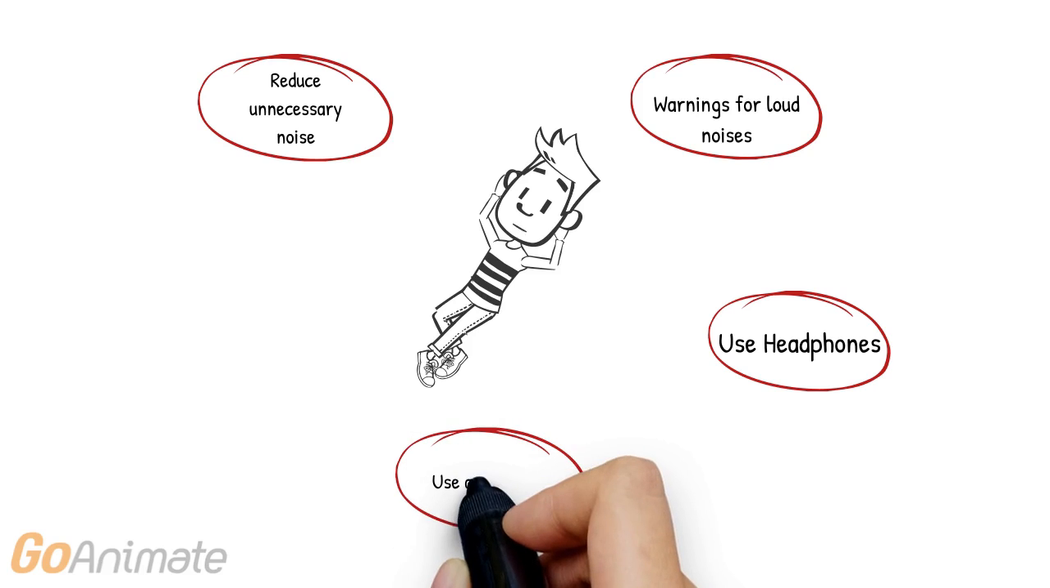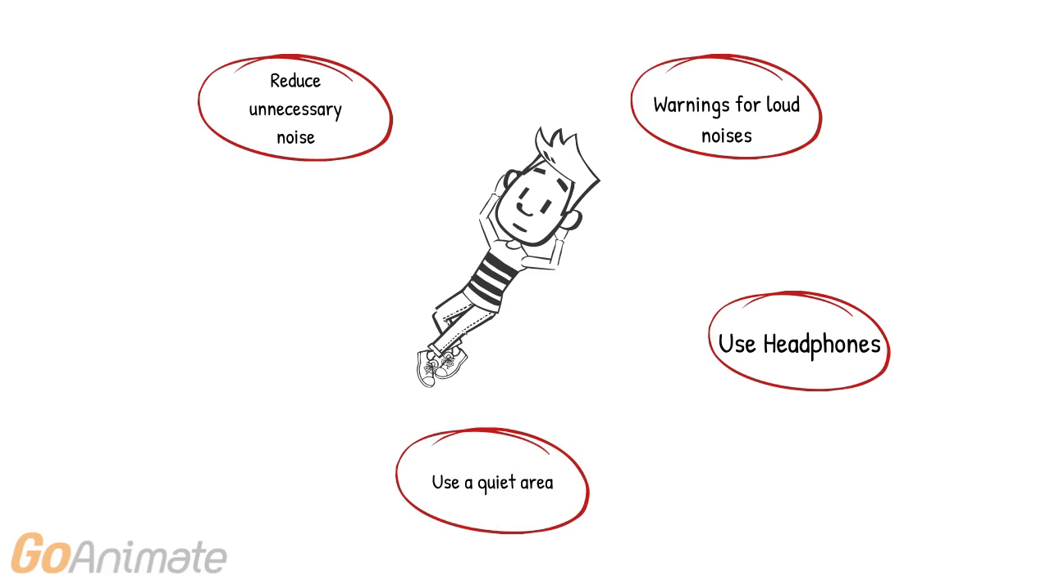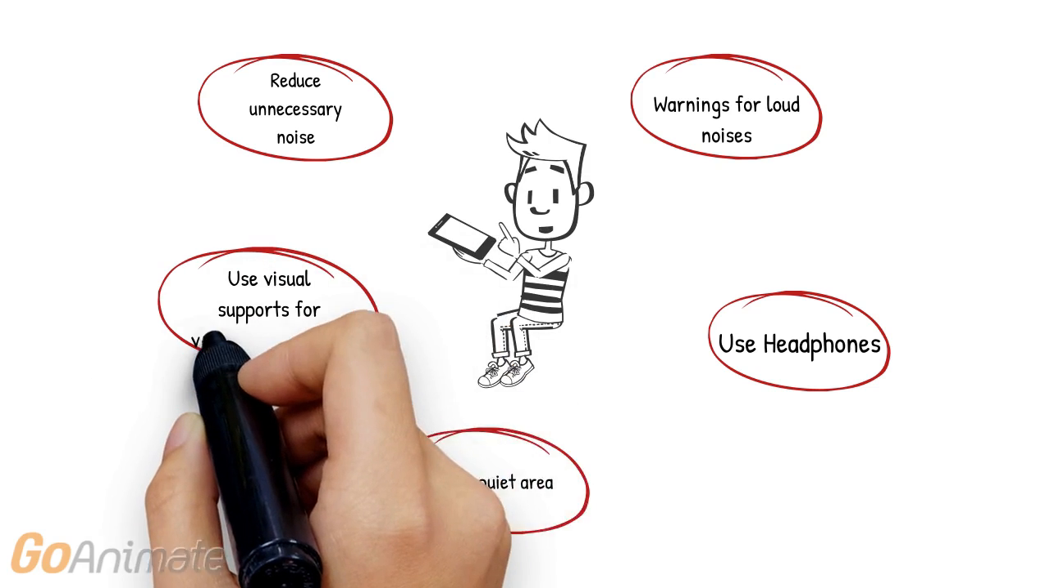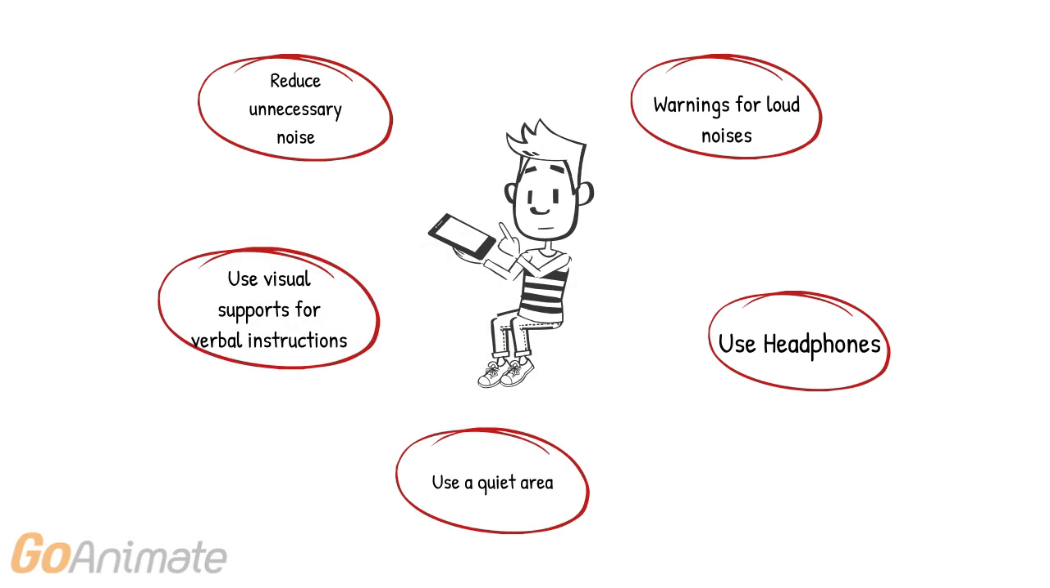Allow the student to make use of a quiet area when the noise of the classroom becomes overwhelming. This might be the chill out zone or calm down corner of the room. Students have difficulty processing verbal instructions. Keep them clear and simple, in 1 or 2 steps at a time. And always use visual aids to support verbal instructions.